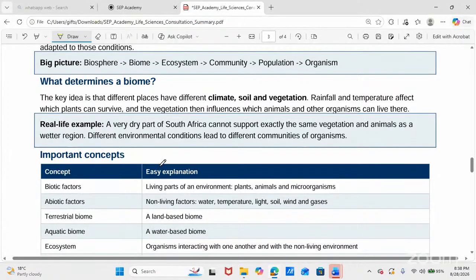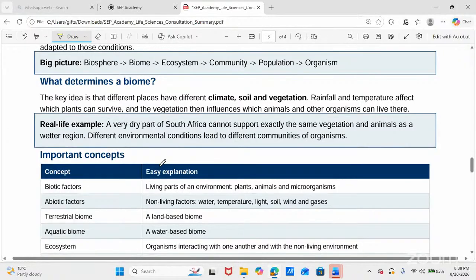Like I was saying, if you go to the desert, it's close to impossible to find a chicken there, a domestic cat, or a domestic dog, the things that you find here in this part of South Africa where we live. You cannot go there and find the same vegetation.